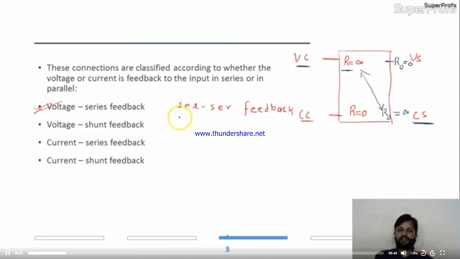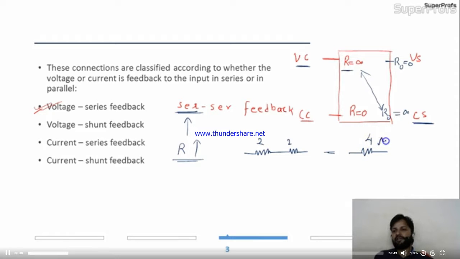When anything is in series, obviously resistance becomes high, because in a series circuit, if you have 2 and 2 connected in series, they add, so it will be 4 ohm.